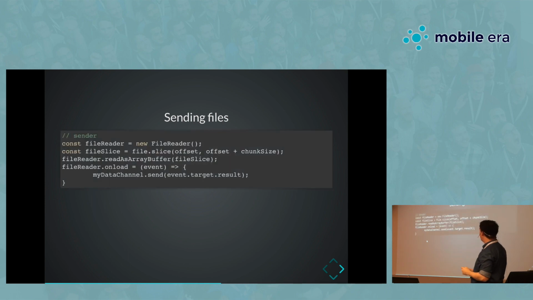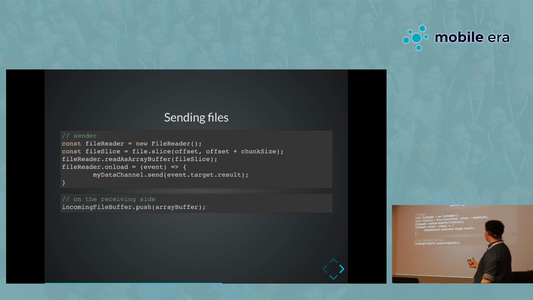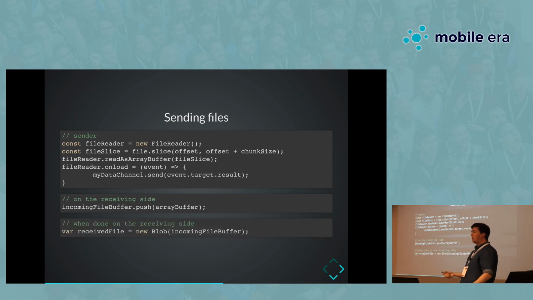So that's what I'm doing. Creating a file reader, reading a slice of the file, reading it as an array buffer, which is something you can just send directly over the data channel once it's loaded. And then, on the receiving end, you just continually add the incoming data to a buffer. And once you've sent all the small parts to the other end, you create a blob and you have the file.